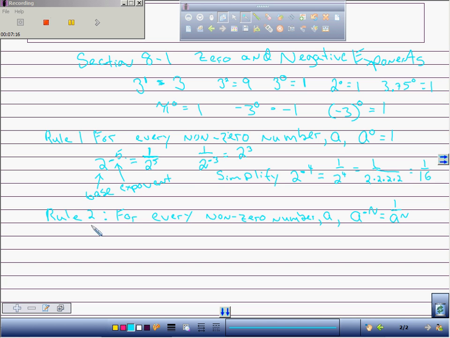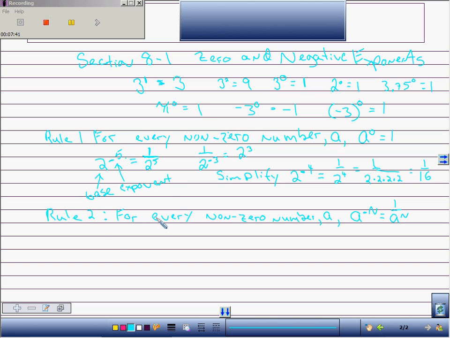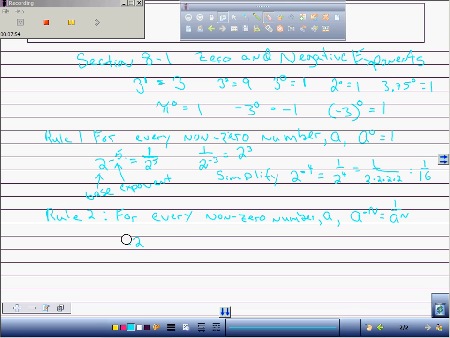Let's do one more example. Now let's quit with the 2's already. Example: negative 5. Let's do negative 5. Thank you, Fred. Negative 5 raised to the negative third. And they say simplify. Who can tell me what that's going to be?